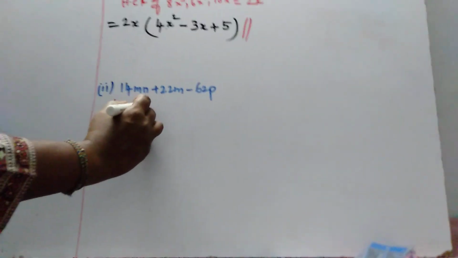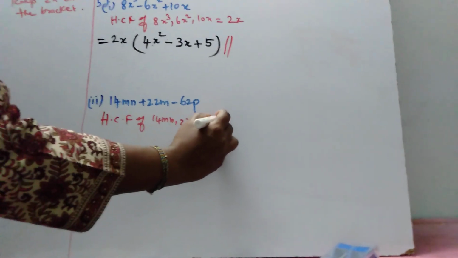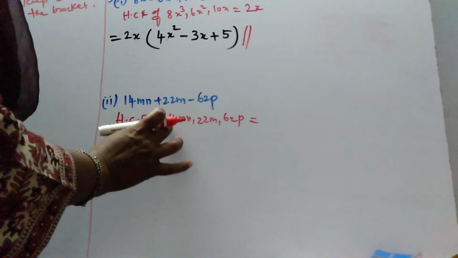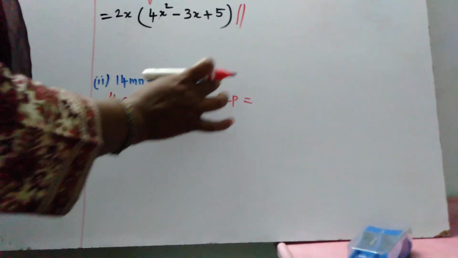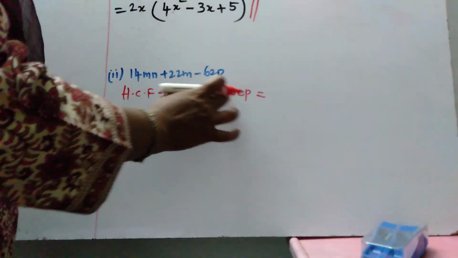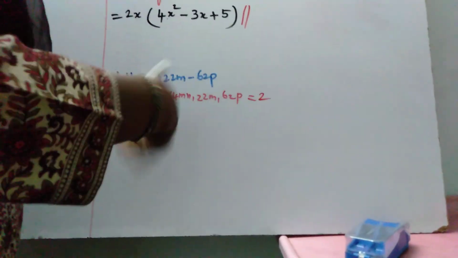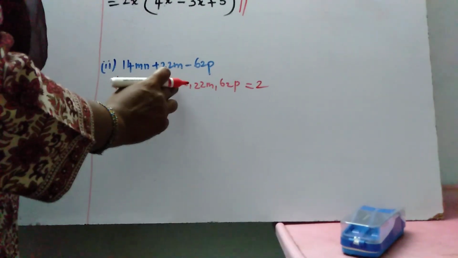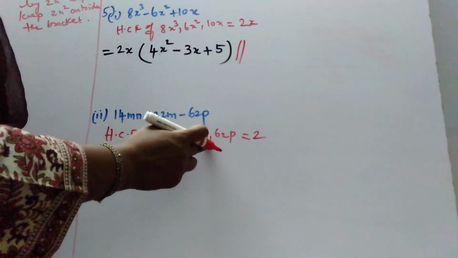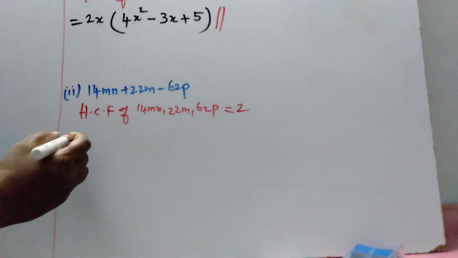For the next one, what is the HCF of 14mn, 22m, 62p? Here for these terms, first we want to check with the numbers 14, 22, 62. This will not be in the 14 table or 7 table, so only 2 will be the common factor. Then no variable is common. In the first 2, m is common, but in the third term there is no m term, no n term, and no p term in the others. So here only 2 we are taking common outside.